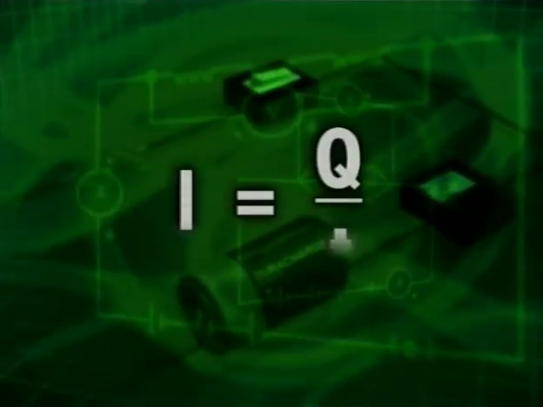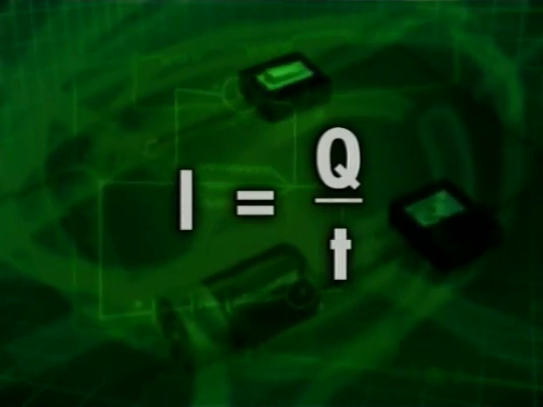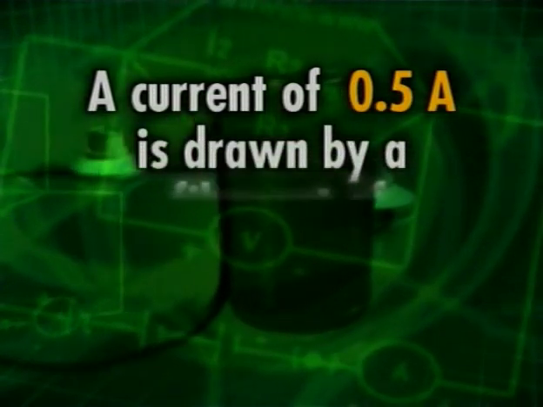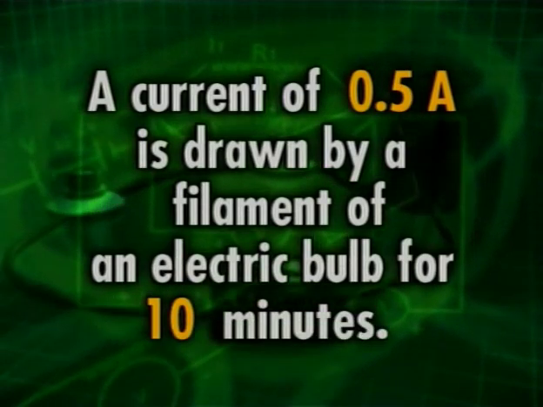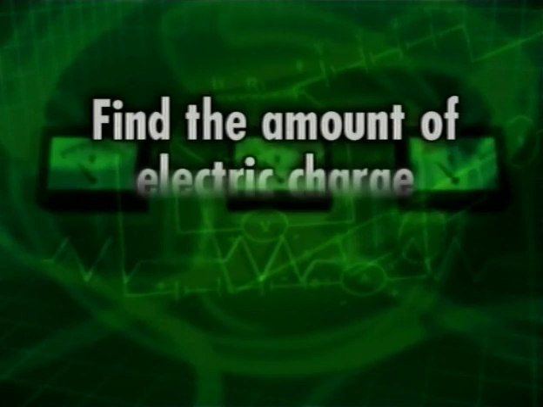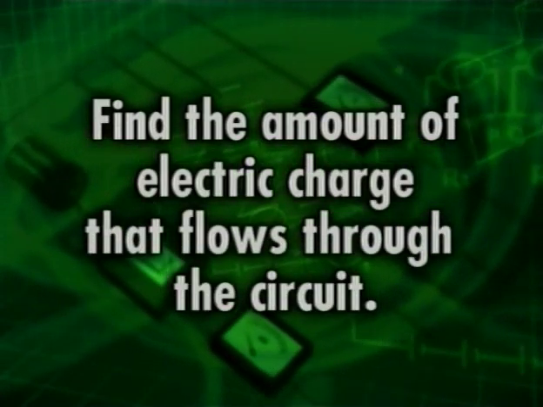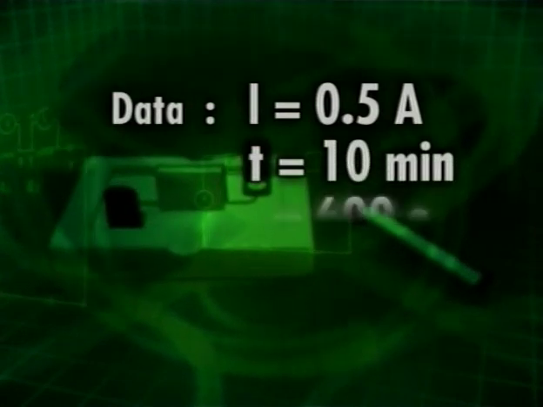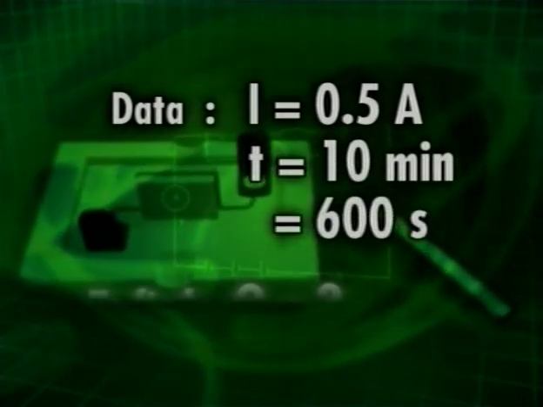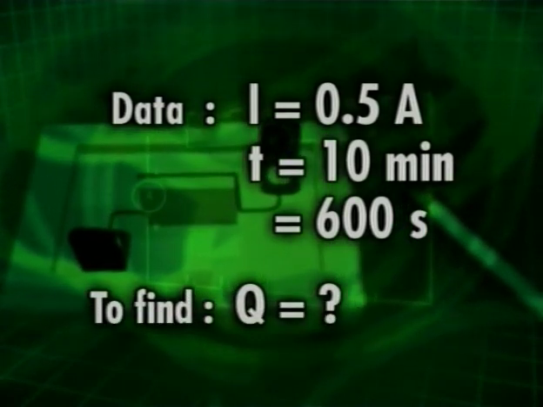Let us now understand how to solve a numerical example using the relation I is equal to Q by t. A current of 0.5 ampere is drawn by a filament of an electric bulb for 10 minutes. Find the amount of electric charge that flows through the circuit. Here data that we have is I is equal to 0.5 ampere, t is equal to 10 minutes, that is equal to 600 seconds. Find charge, that is Q.